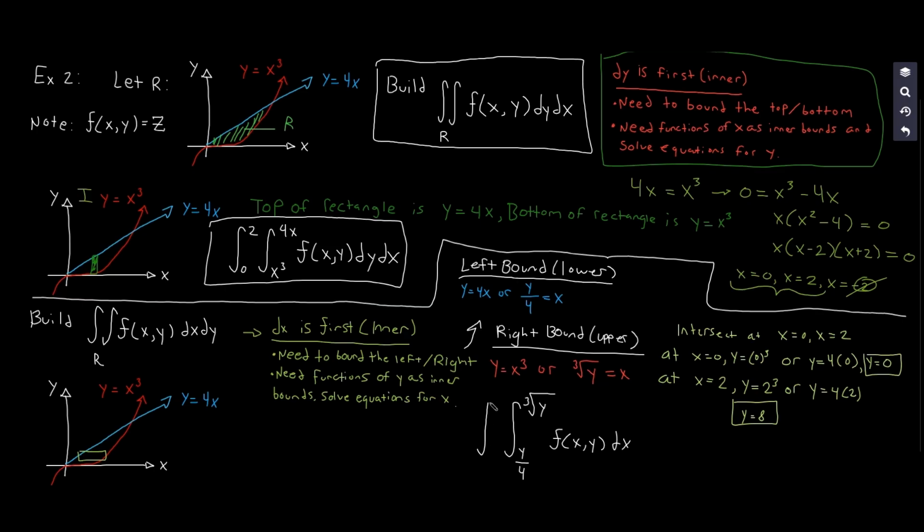So this integral on the outside here is going to be from 0 to 8, and then integration with respect to y. And so this would be the setup to build the other one. And that's how you would do that.